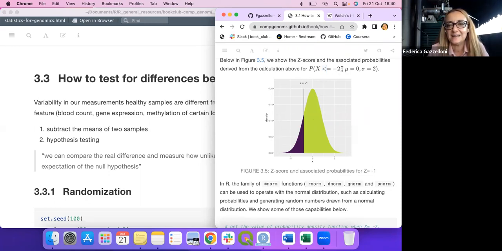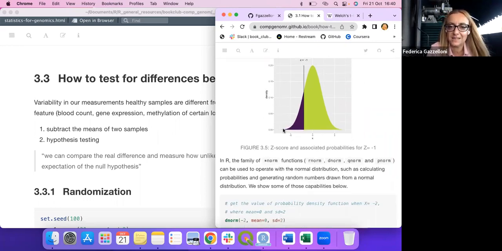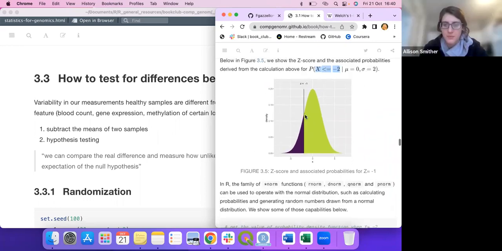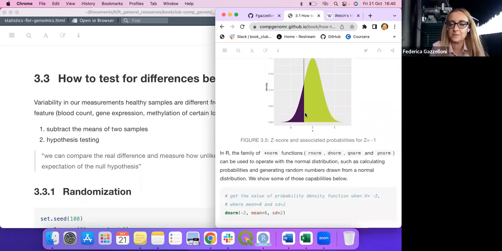So this probability would be the probability of finding your value. You are not searching for a precise value, but you're searching a range, something smaller than something else. So you're searching an area, while when you're searching a precise point, you use the Z value.